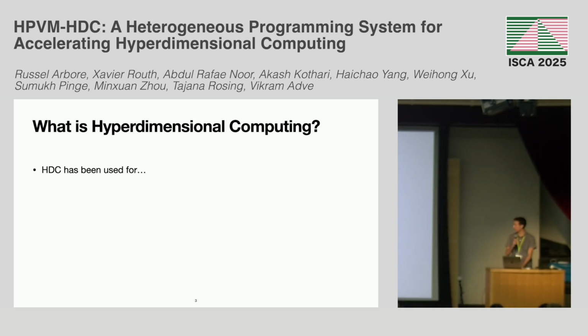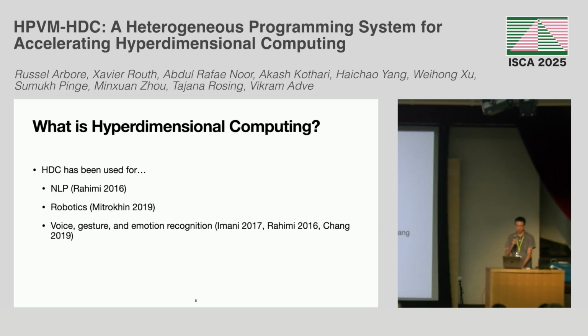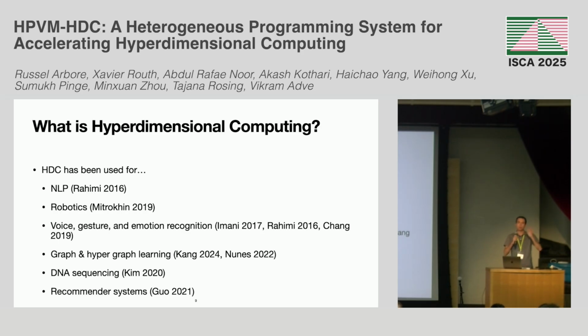HDC has been used for a whole bunch of things, including natural language processing, robotics, voice, gesture, and emotion recognition, graph and hypergraph learning, DNA sequencing, recommender systems, basically a whole bunch of classical machine learning problems you can apply HDC to. So it has very wide applicability.